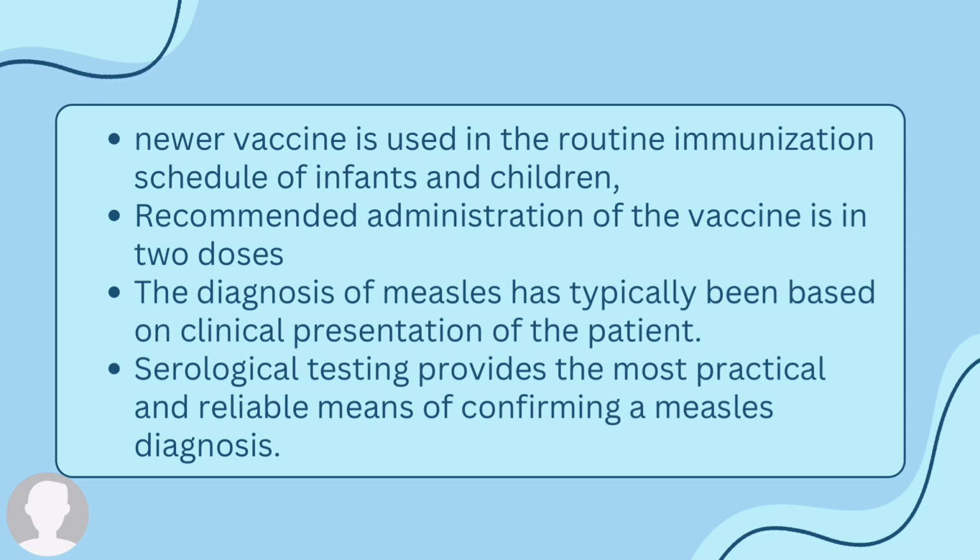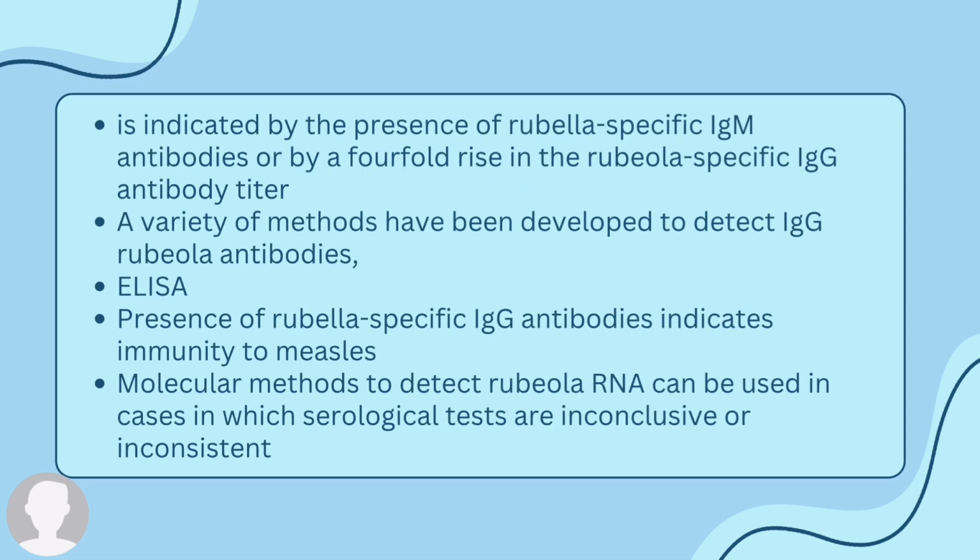Serological testing provides the most practical and reliable means of confirming a measles diagnosis. It is also indicated by the presence of rubeola-specific IgM antibodies or by a fourfold rise in the rubeola-specific IgG antibody titer. A variety of methods have been developed to detect IgG antibodies, such as the ELISA, and the presence of rubeola-specific IgG antibodies indicates immunity to measles. Molecular methods to detect rubeola RNA can be used in cases in which serological tests are inconclusive or inconsistent.